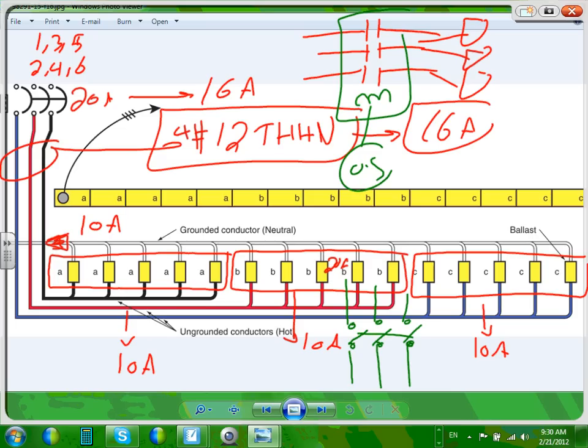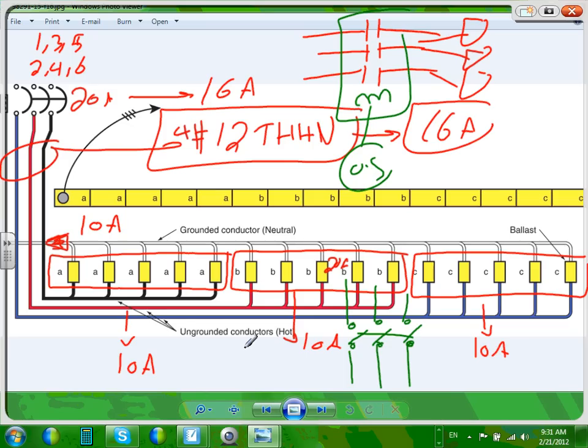So this is a 3-pole snap switch? Yeah, snap switch, 3-pole though. Can you see? These are all 3 poles. They're all coming from one handle. It's one handle, one switch. Internally, it's 3-pole.